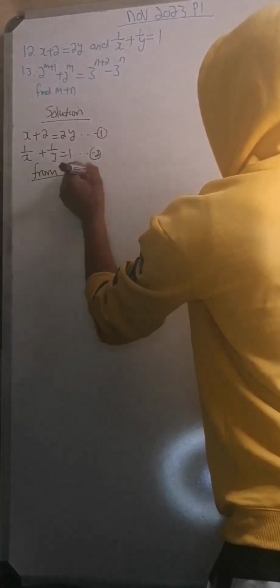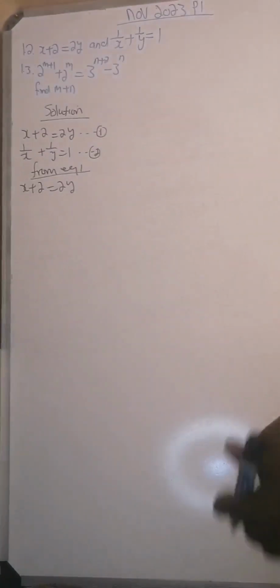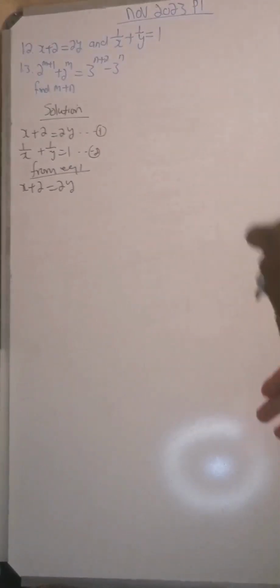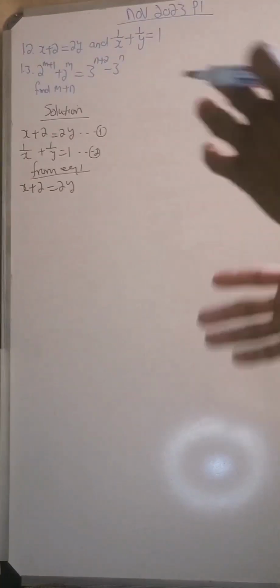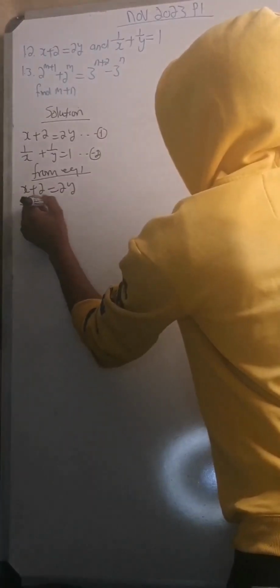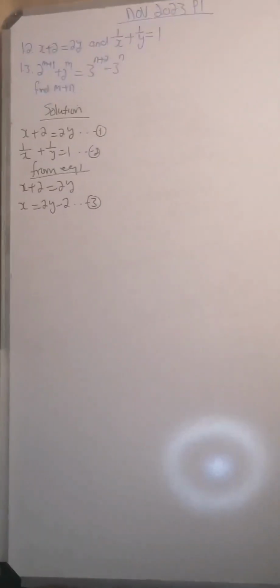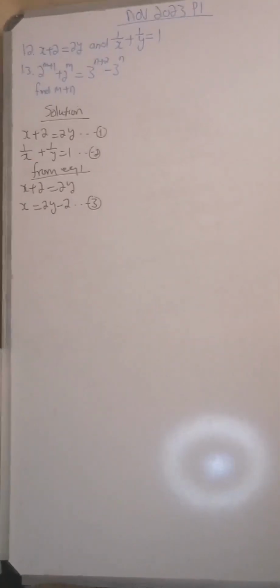from equation 1, I write x plus 2 equals 2y, and from this I'm making x the subject of the formula, because it has a coefficient of 1. I cannot make y the subject because it has a coefficient of 2. That is why I'm doing this. So I'm going to say that x equals 2y minus 2. Now the equation where I was able to make x the subject of the formula, I will name that equation 3.